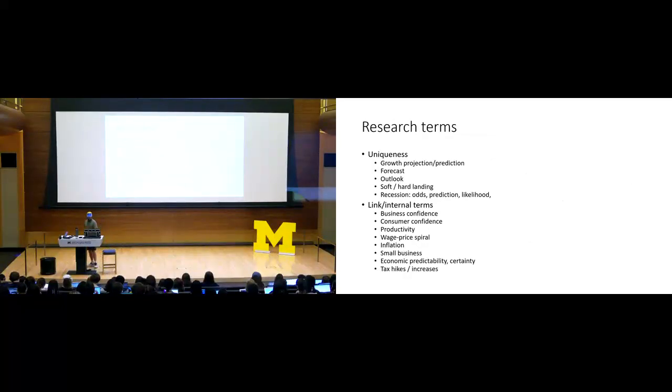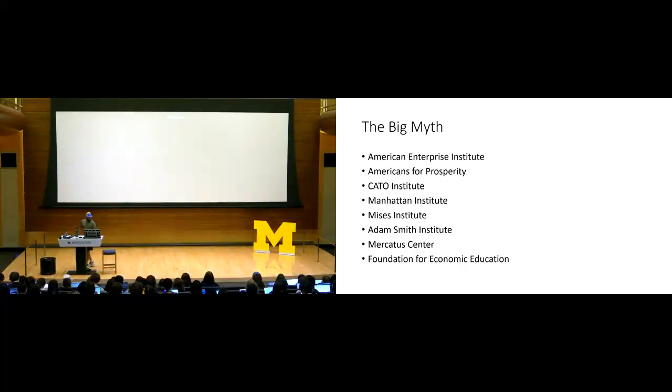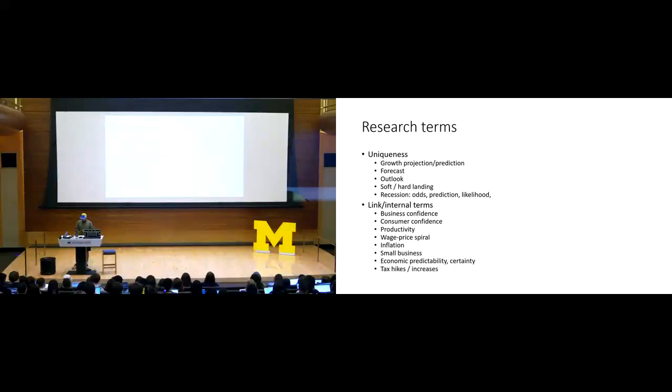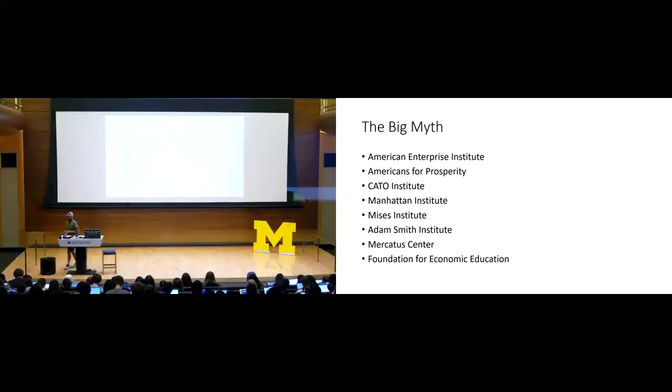Okay, there were two more things I wanted to talk about, but I'm basically just going to give you all, or give your lab leaders, this set of slides, and then you can draw from them as you want. So you don't need to write all this stuff down now. This is a set of research tips. If you are starting to do econ research, these are uniqueness and link and internal link terms that you might want to use. And then I want to talk a little bit about the big myth before questions.